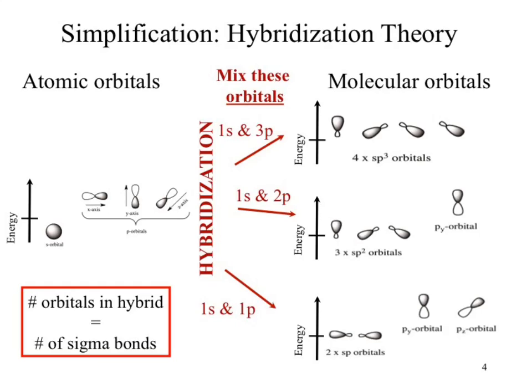So, the number of orbitals in our hybrid will equal our number of sigma bonds. If you take a look at an atom that is sp3 hybridized, that generates how many orbitals? 4. How many sigma bonds are you going to get, potentially? 4. So we can use that as reverse logic as well. If we see 4 sigma bonds, what type of hybridization do we need? sp3. If I see 2 sigma bonds, what type of hybridization do I need? Just sp.